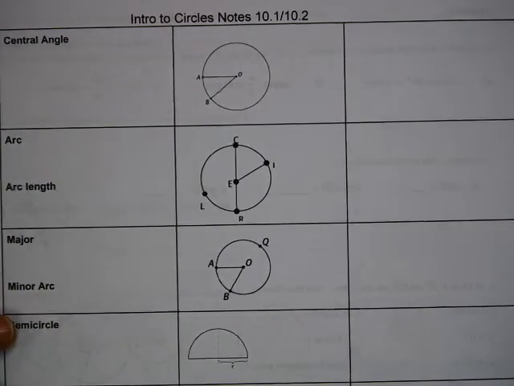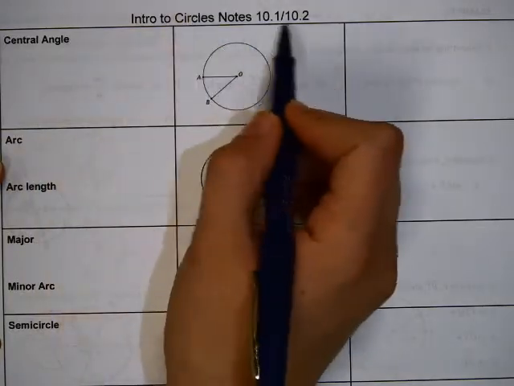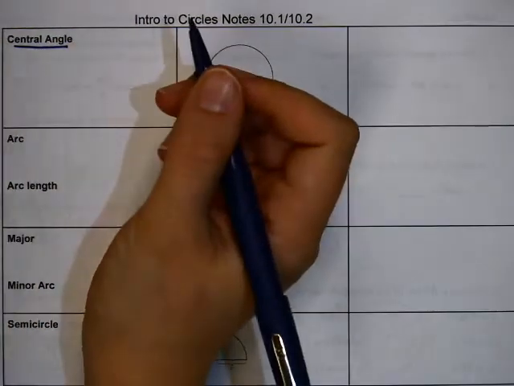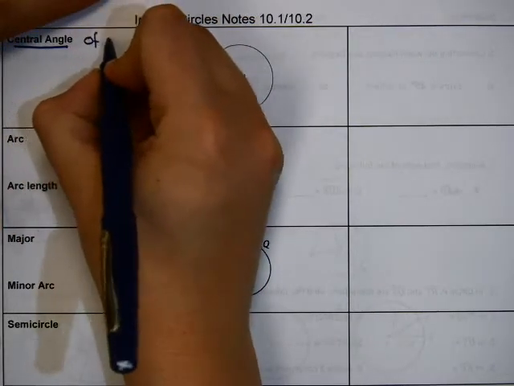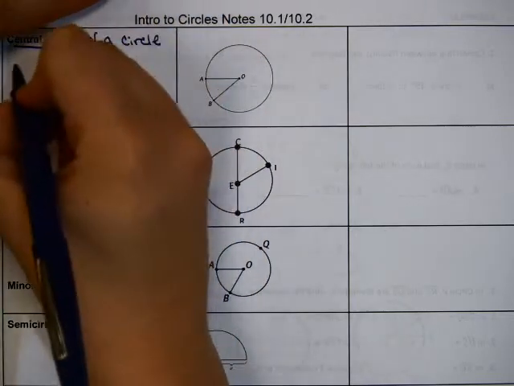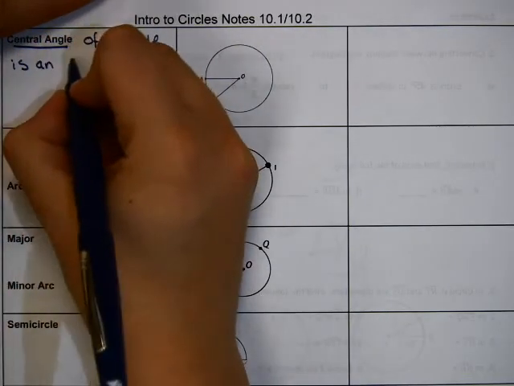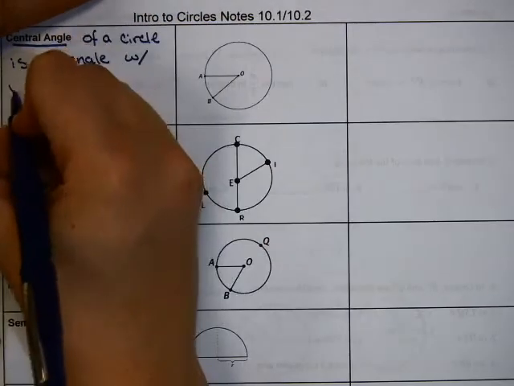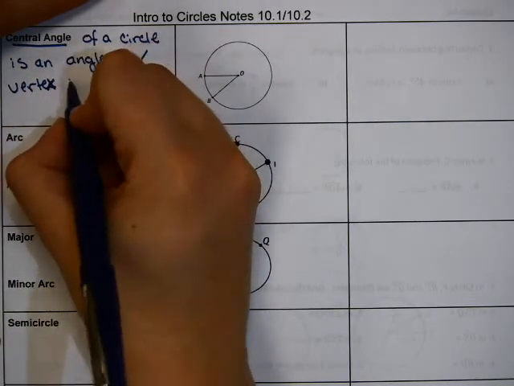The second part of today's notes, this is part 2, will be the intro to Notes 10.1, 10.2 worksheet. So first of all, let's talk about a central angle. The definition of a central angle is an angle of a circle is an angle with a vertex in the center of the circle.